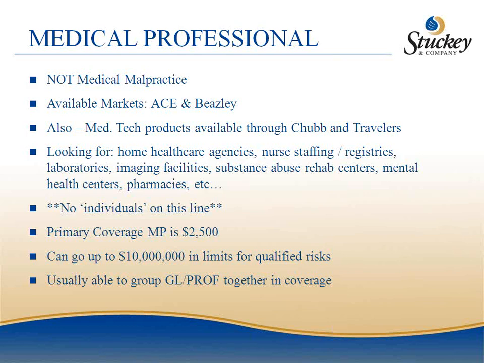So, for example, you get a pharmacy. If there are 5 pharmacists or 20 pharmacists or 100 pharmacists, that's fine. If it's an LLC, a corporation, it's fine. If you get Jimmy Smith, pharmacist, instant declination. We cannot write individuals on that coverage line. And you can see there, we can do up to $10 million in limits for qualified risks. Sometimes we can do the GL and the professional together on this line. That's a nice perk, but I just wanted to point that out.